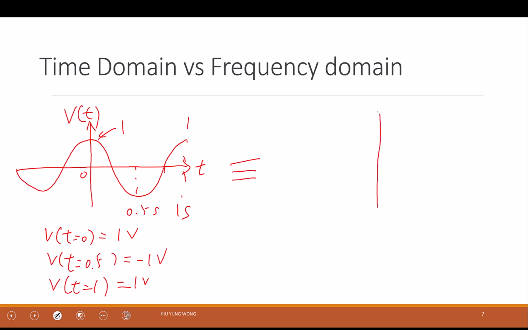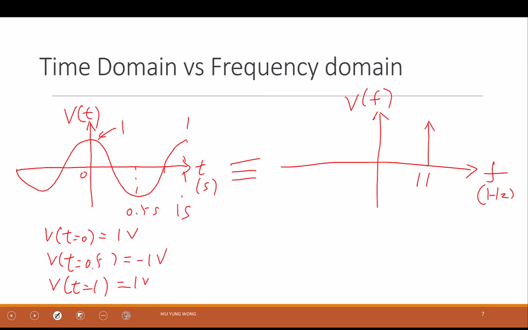We can also say I'm going to describe this whole thing in the frequency domain. What does it mean? We say, hey, this signal can have different components. I will just call this frequency, right? And now the unit is hertz instead of seconds. Basically, we also talk about the voltage. But if we look at the frequency domain, you have learned about Fourier transformation, Laplace transformation, right? You basically get something like this. This is 1 hertz, right?